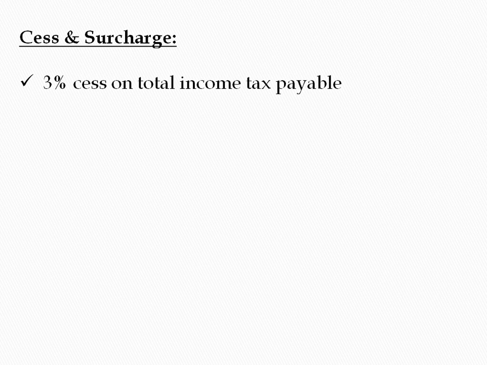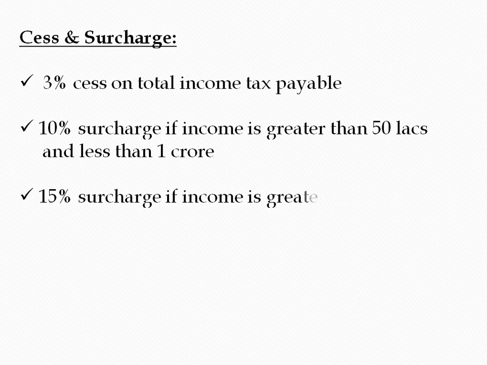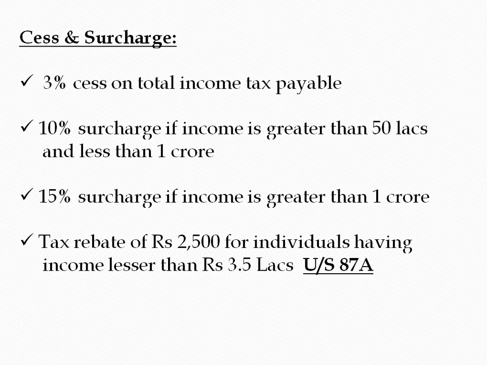In addition to the income tax payable, there are additional cess and surcharge which need to be borne by the taxpayer. Those are 3% cess on total tax payable, 10% surcharge if your income is greater than 50 lakhs and less than 1 crore, and 15% surcharge if your income is greater than 1 crore. And there is going to be a tax rebate of rupees 2,500 for individuals having income lesser than 3.5 lakhs. This rebate can be claimed under section 87A.